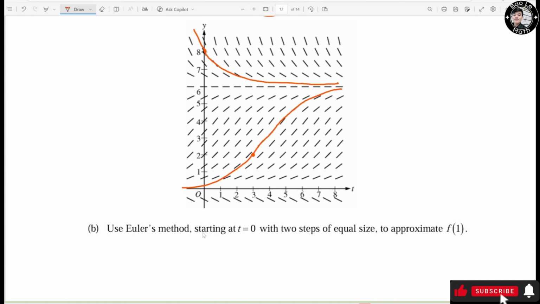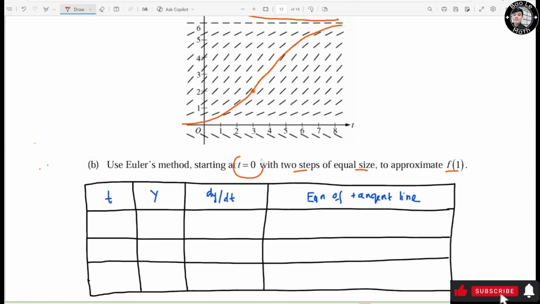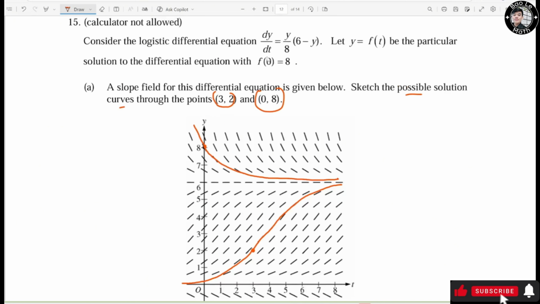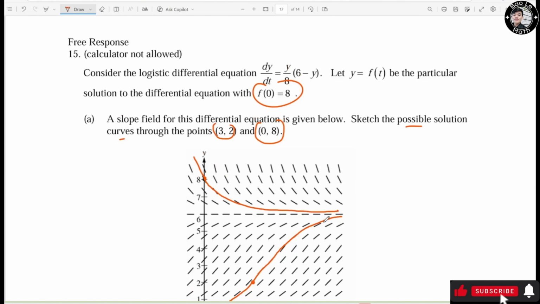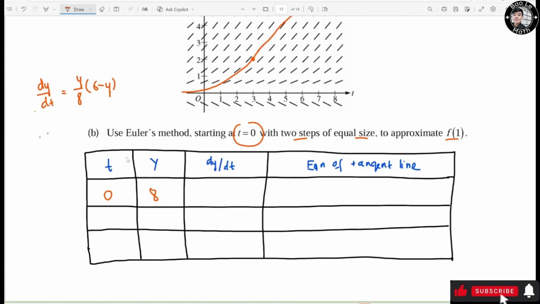Use Euler's method starting at t = 0 with two steps of equal size to approximate f(1). So we're going to sketch the table. We start with t = 0. f(0) = 8, so we have y = 8. For dy/dt, we use the formula right here. Substituting 8 for y, we have -2.